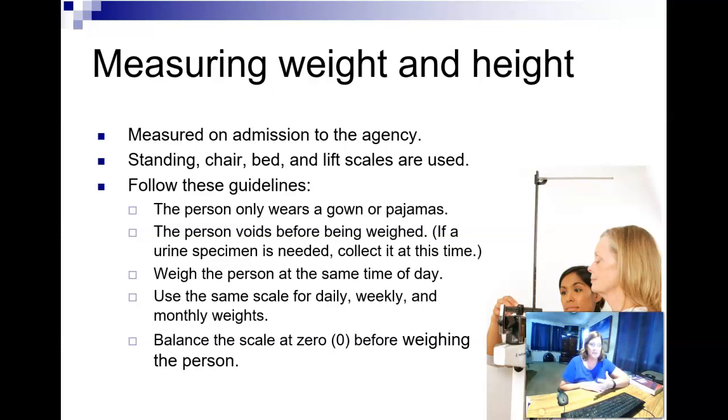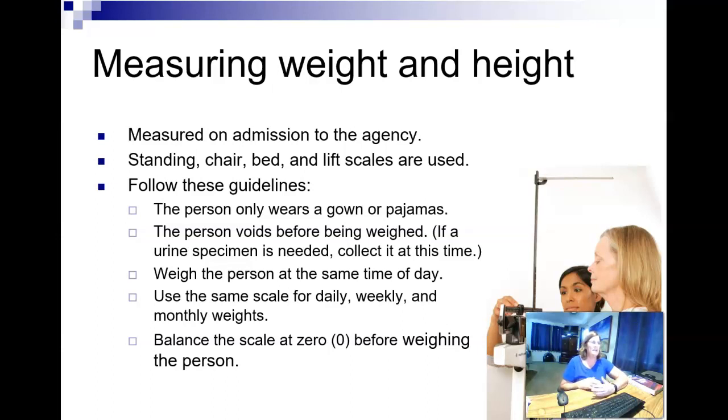Now this might be different if you get a job as a CNA in a hospital. If it's a cardiac patient and they're concerned that the person is retaining too much fluid in their body, they might actually weigh the person every day. And we usually do it first thing in the morning before they eat. So we start with the scale balanced to 0 before we weigh the person.